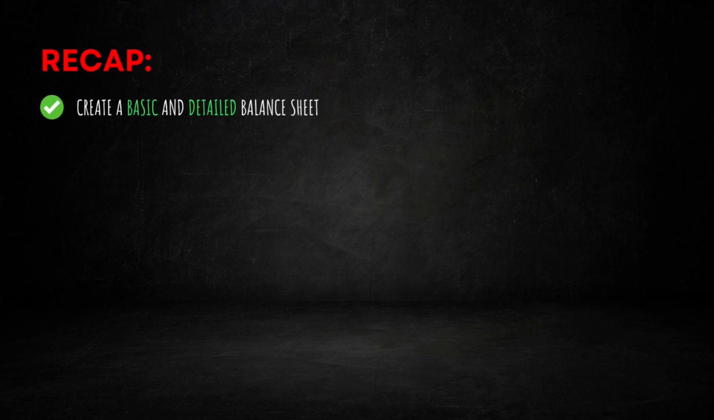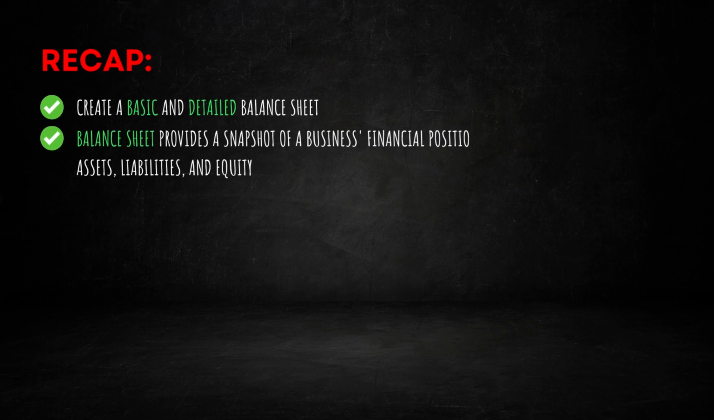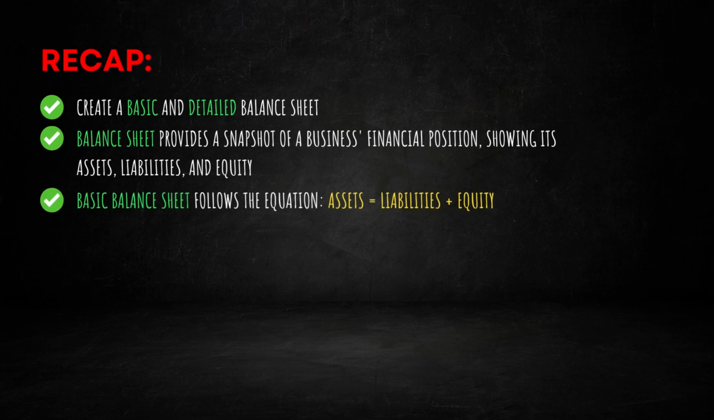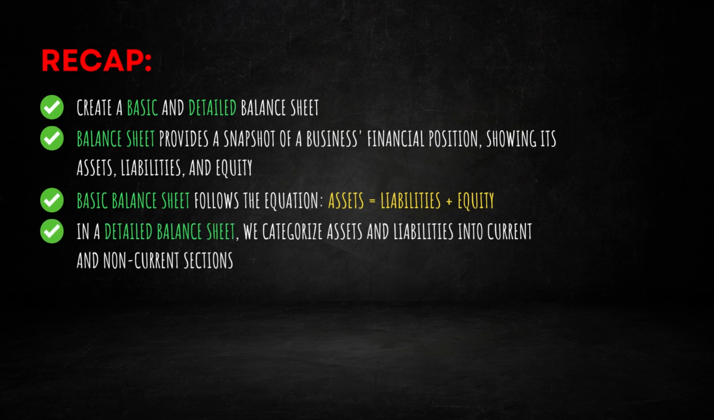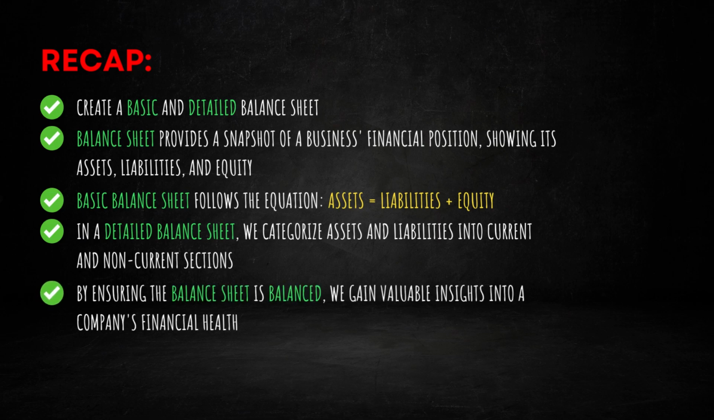To recap, we have learned how to create a basic and detailed balance sheet. The balance sheet provides a snapshot of a business's financial position, showing its assets, liabilities, and equity. The basic balance sheet follows the equation assets equals liabilities plus equity. In a detailed balance sheet, we categorize assets and liabilities into current and non-current sections. By ensuring the balance sheet is balanced, we gain valuable insights into a company's financial health.